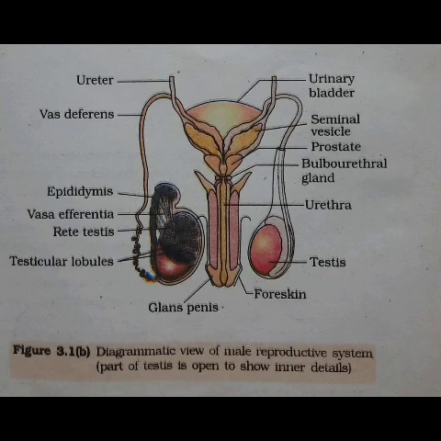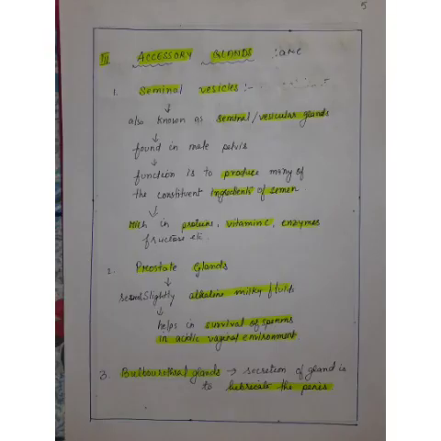Now let us learn about accessory glands. The accessory glands include the seminal vesicles, also known as the seminal or vesicular gland. It is found in the male pelvis, and its function is to produce many of the constituent ingredients of semen. It contributes around 65 to 75% of semen, and the secretion is rich in protein, vitamin C, enzymes, fructose, etc.